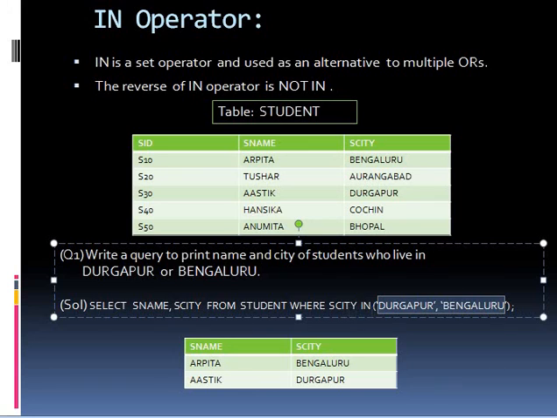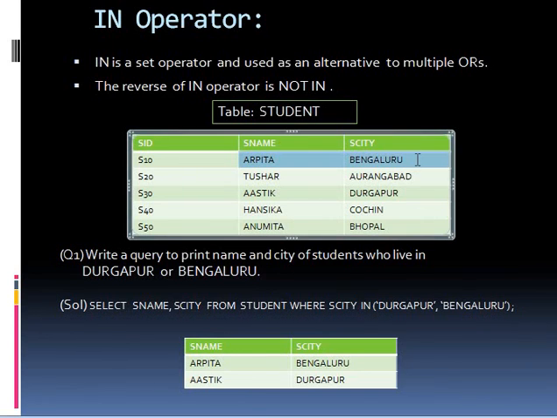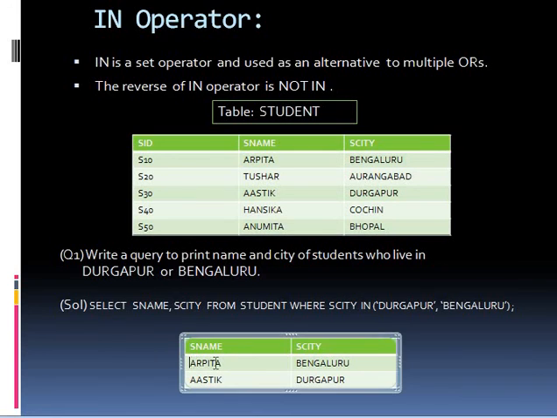That's why SCT in either Durgapur or Bangalore, represented as Durgapur, Bangalore. Now let's find out the students who reside in either Bangalore or Durgapur. There are two students. First one is Arpita. She resides in Bangalore. So the first entry in the output table belongs to the student Arpita.